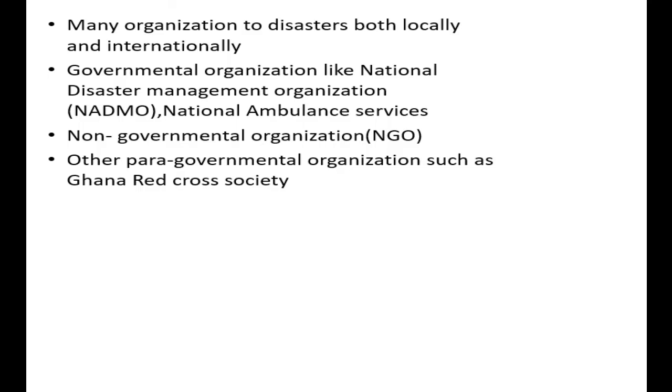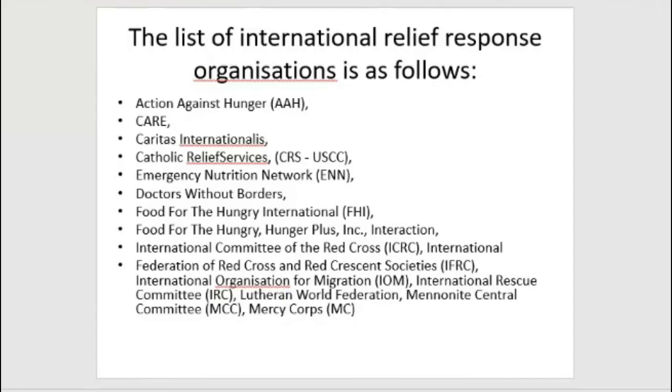In addition to NADMO, there are some other governmental organizations such as the National Ambulance Service, which provides health emergency services. There also exist non-governmental organizations like NGOs and civil society groups that respond immediately in the area of the impact. And there also exist other para-governmental organizations such as the Ghana Red Cross Society, which provides both health and relief services during disaster.